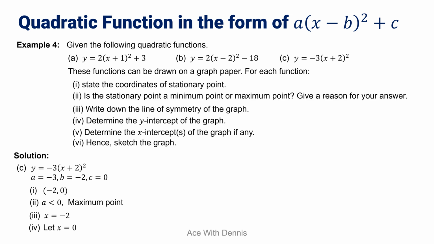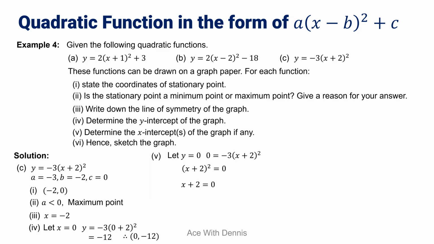Number 4, to determine the y-intercept, we let x equal to 0. Then the equation is y equals negative 3 bracket 0 plus 2 squared, which is negative 12. Hence, the coordinates of the y-intercept are 0, negative 12. Number 5, again, to determine the x-intercept, we let y equal to 0. Then the equation becomes 0 equals negative 3 bracket x plus 2 squared, which means (x plus 2) squared equals 0. x plus 2 is 0. Then x equals negative 2. So the coordinates of the x-intercept will be negative 2, 0. We only have one x-intercept, and the maximum point and the x-intercept are actually the same point.